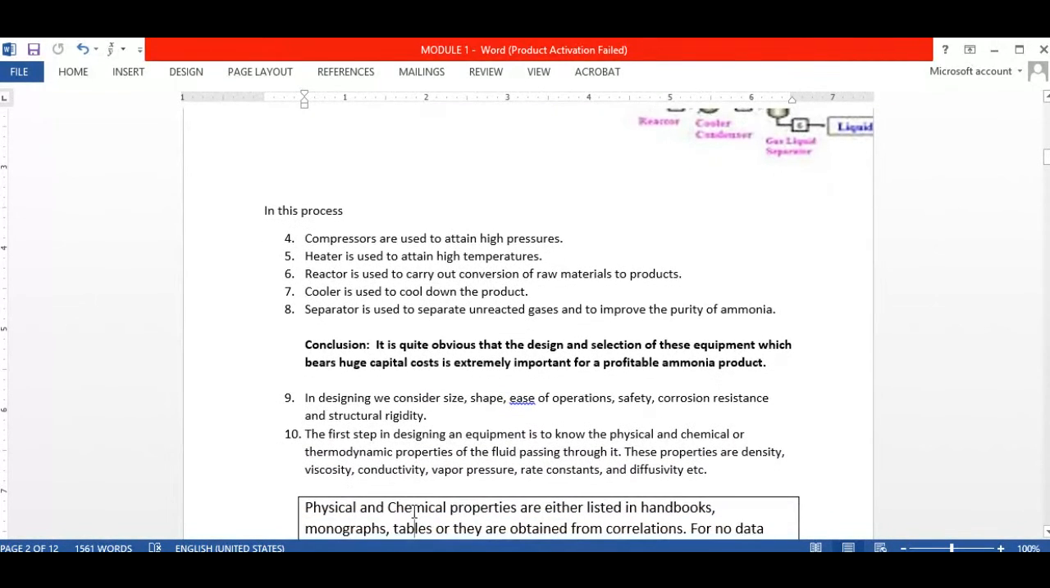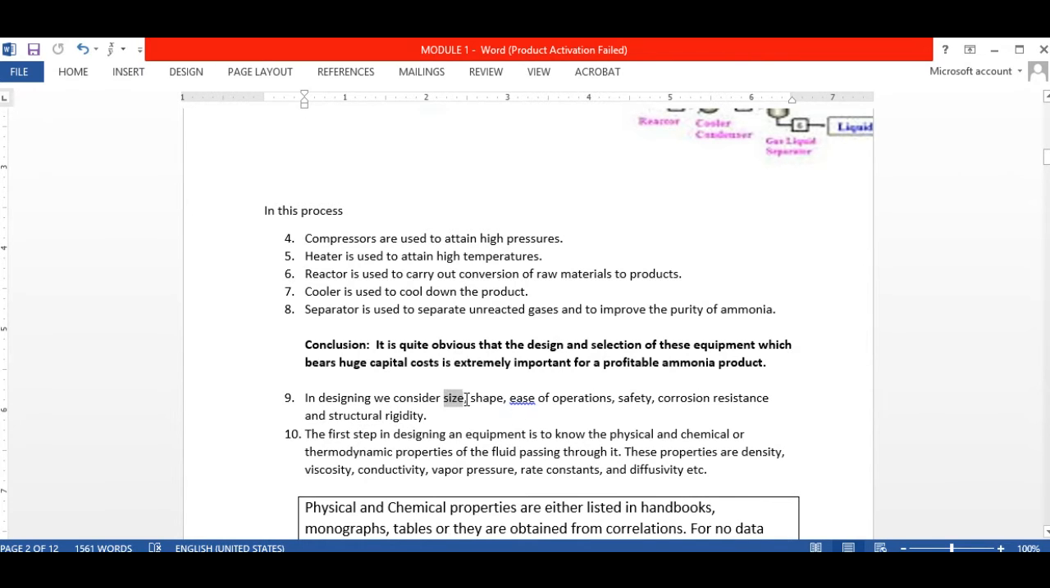So point number 9, in designing we consider the size and the shape. These are the two basics that you will learn here. Ease of operation: how easily you can operate it. If you buy something that you cannot easily operate, it is useless. If you buy something that is not safe, even if it is cheaper and more economical, it is useless. It should be corrosion resistant, and it should have structural rigidity. So you have to consider these things.